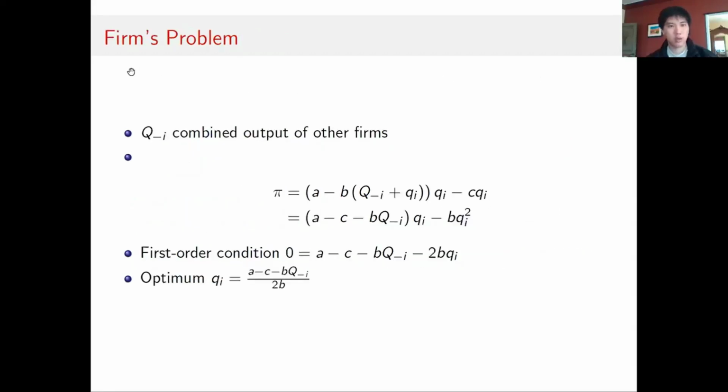And how you think about this problem as a firm is you take the combined output of all the other firms as given. From your perspective, the details of how the other firms are producing don't matter. Their combined output is enough of a summary statistic to determine the price. So profits are prices times quantity, that's the revenue, minus the costs. And if you simplify this, you can get a first order condition, and this allows you to get an expression for the optimal quantity from a given firm's perspective.